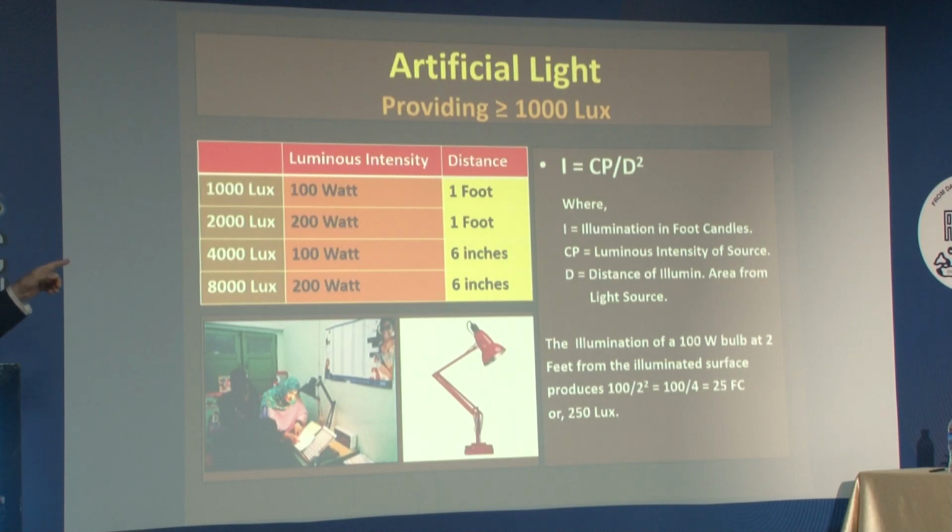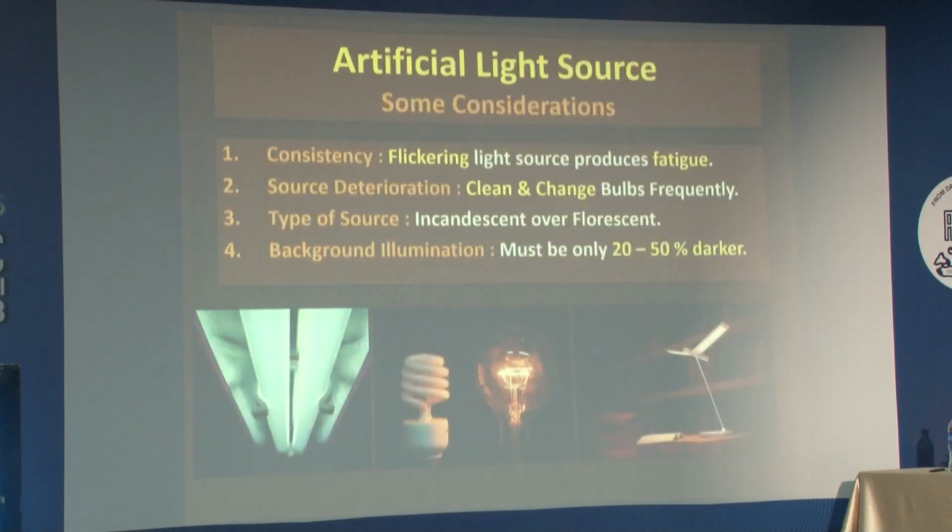Now if you have a 200-watt bulb in the lamp and you keep it 1 foot away, it will provide about 2000 lux, and the same lamp at 6 inches distance will provide 8000 lux of illumination. So there, it's as simple as that.